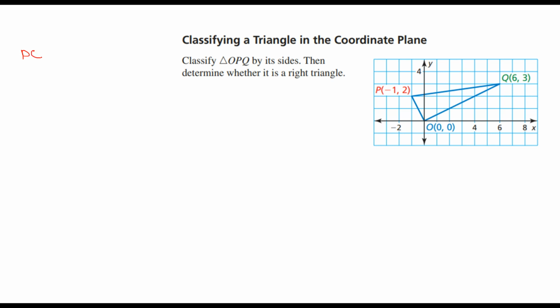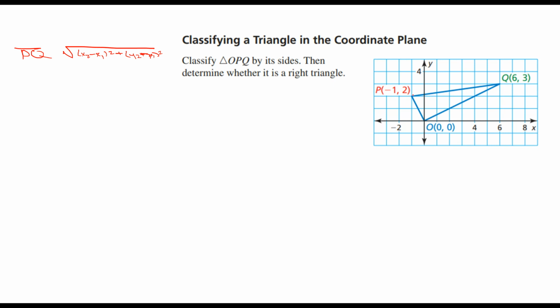You would do PQ here, and you would use that huge formula, right, where you do x2 minus x1 squared plus y2 minus y1 squared, and then you take the square root of all that. That will give you the distance, and so then you would repeat that with each of the three sides to find their lengths. But here's my trick.